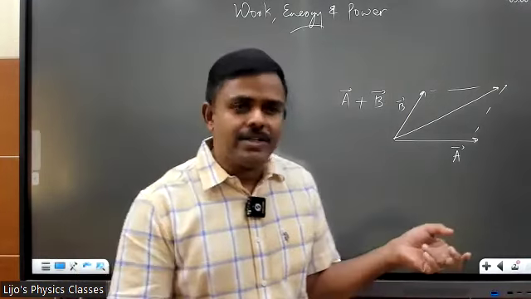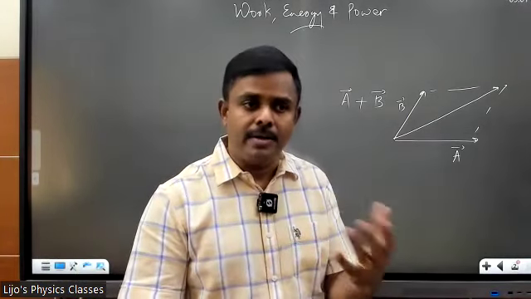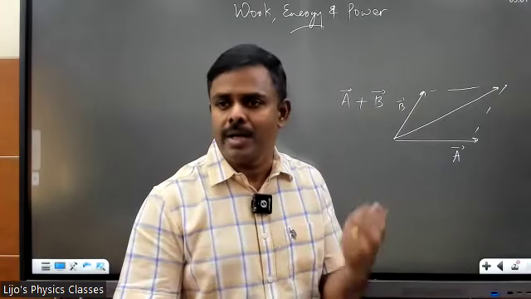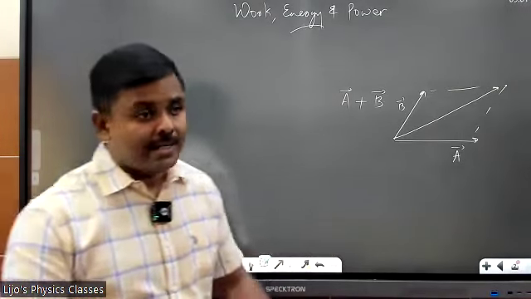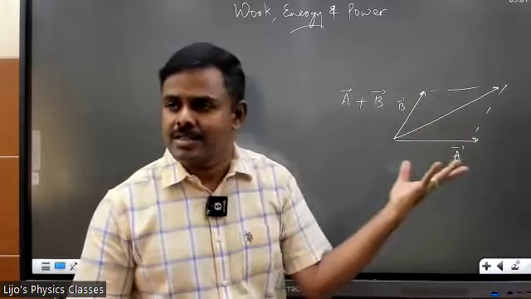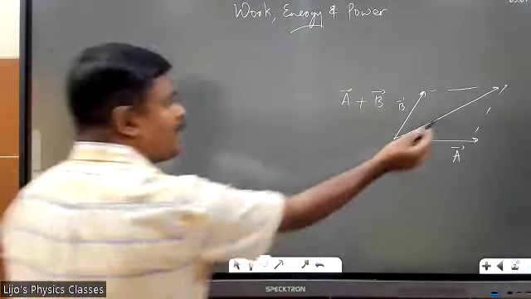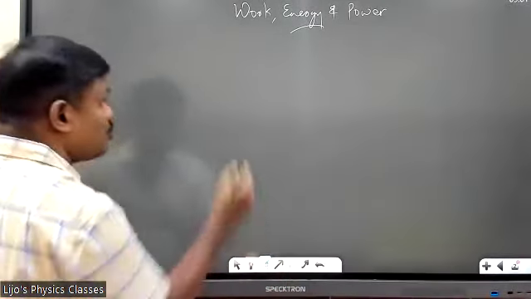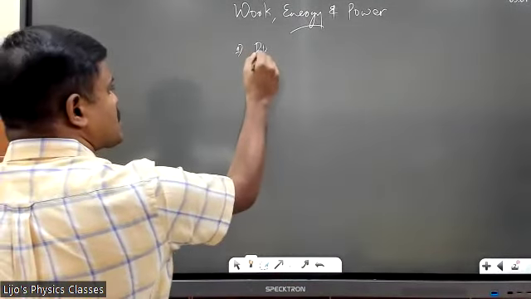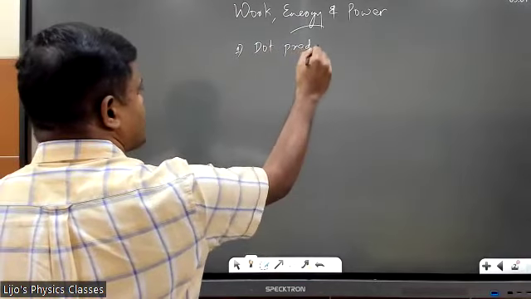You can even subtract using the parallelogram law. We learned subtraction also, the triangle law problem, if you remember. The difference of two vectors was also learned in the previous chapter. Now we're going to see how we can multiply vectors. There are two ways to multiply. The first one is called the dot product of vectors.